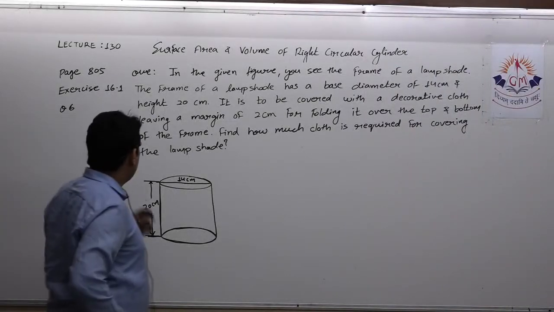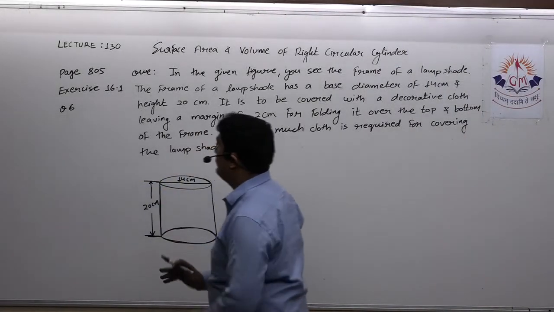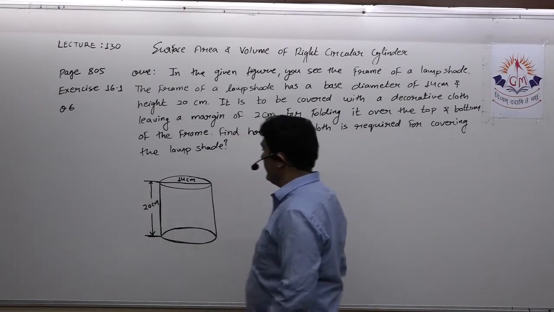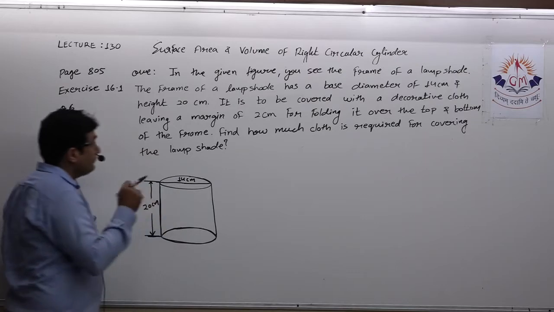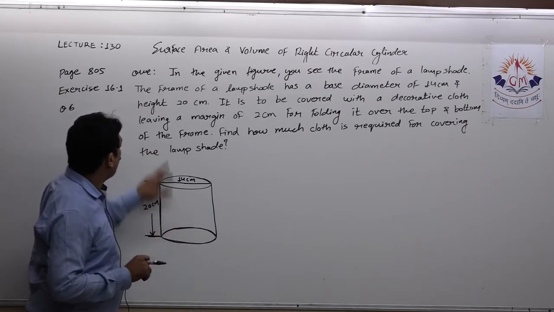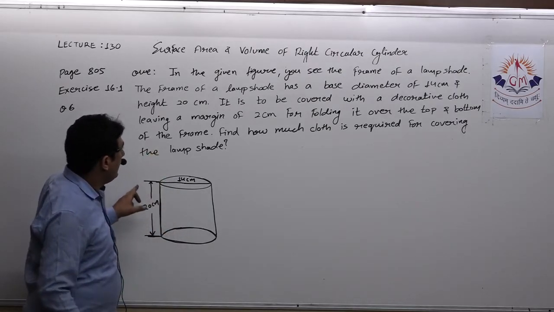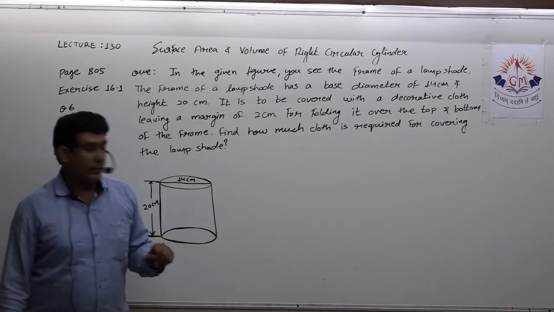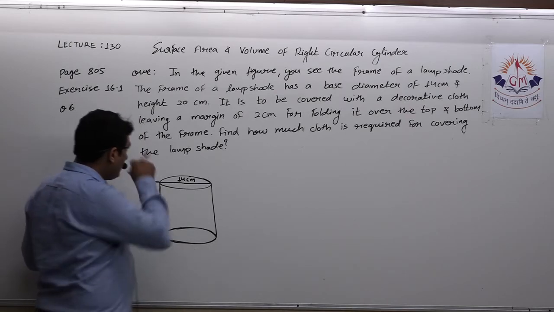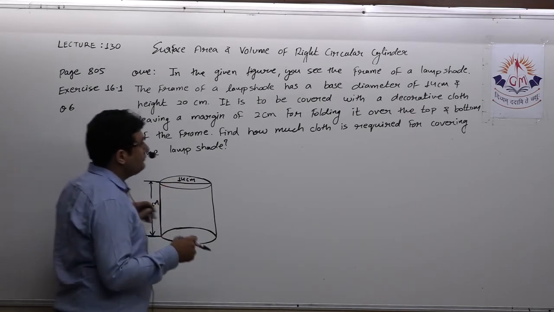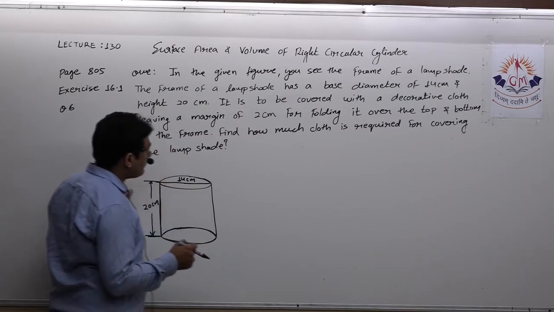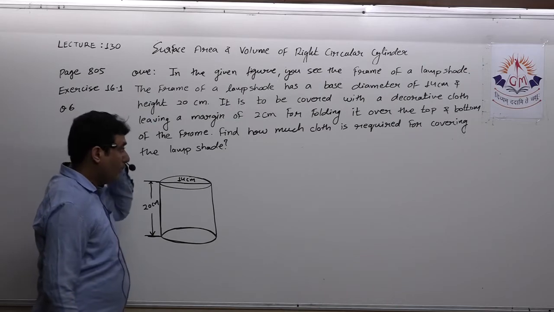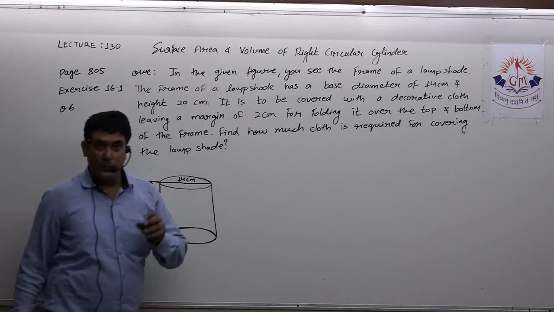Okay, so this is the next question from exercise 16.1, question number 6. In the given figure, you see the frame of a lampshade. Its height is 20 centimeter and the base diameter is 14 centimeter. It is to be covered with a decorative cloth, leaving a margin of 2 centimeter for folding it over the top and down at the bottom. So we have to find how much cloth is required.